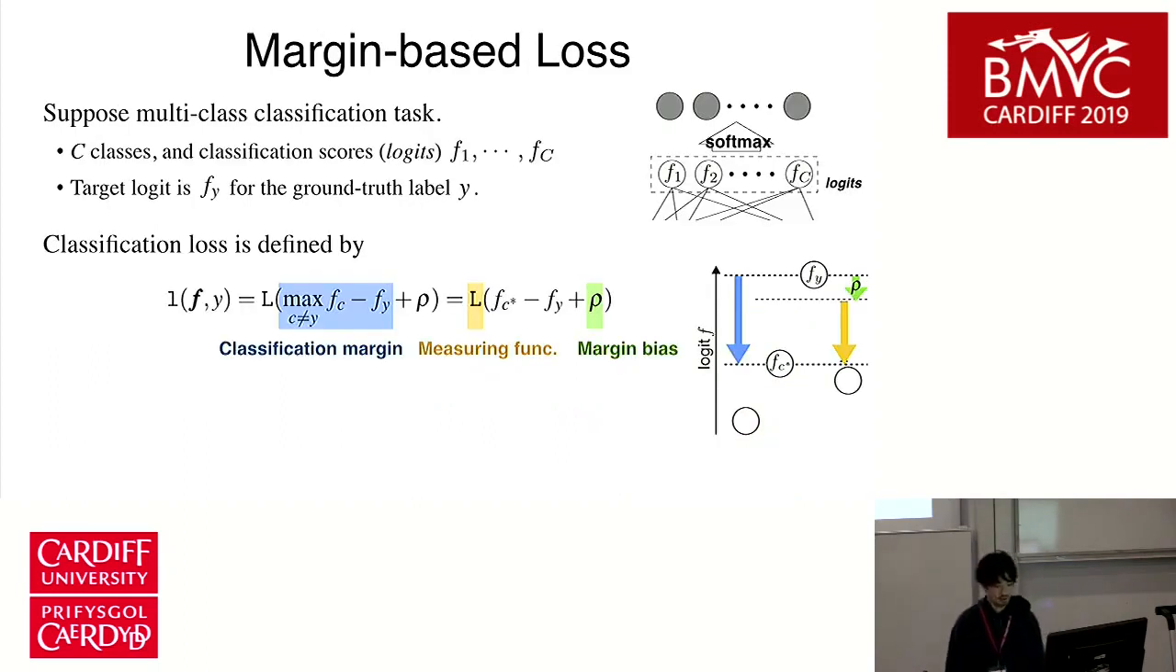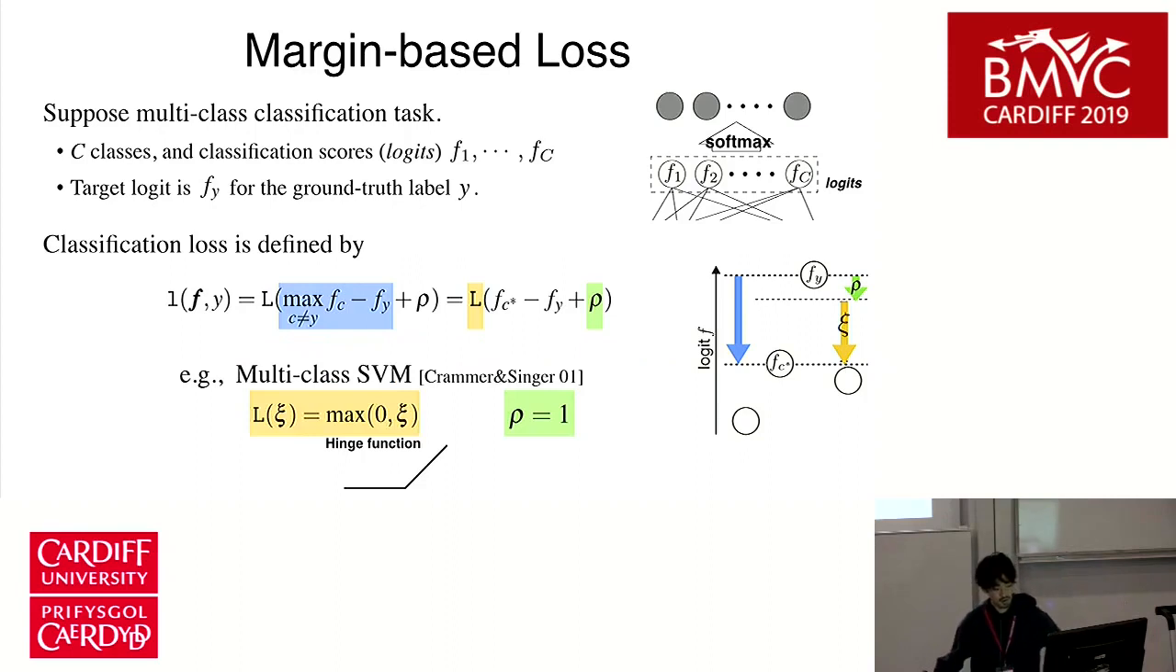So first, let me begin with the margin-based loss formulations. Suppose we have a multi-class classification task of C classes, given the classification logits denoted by F, where the target logit is Fy for the ground truth label Y. The general formulation for the margin-based classification loss is defined by this, where the classification margin is measured between the target logit Fy and the maximum of the non-target logits, denoted by Fc star. It contains the measuring function L, as well as the margin bias denoted by rho.